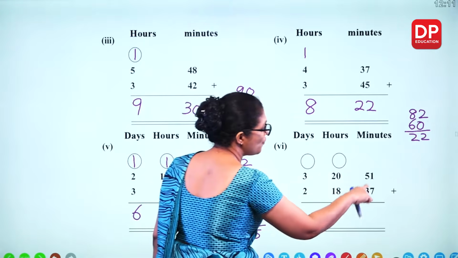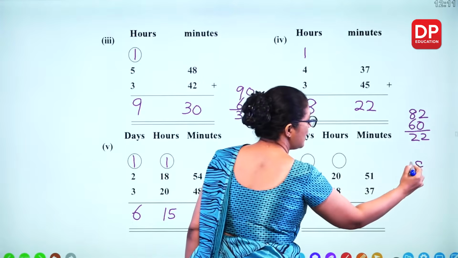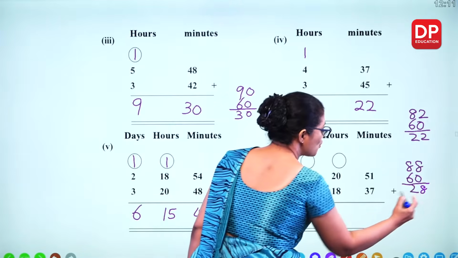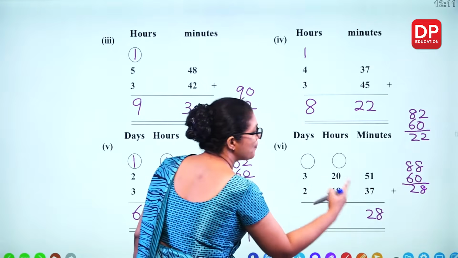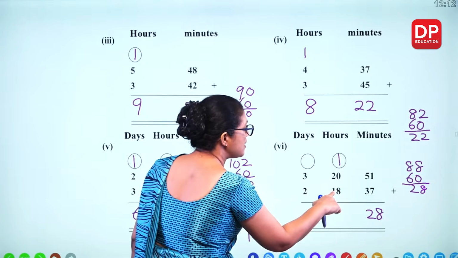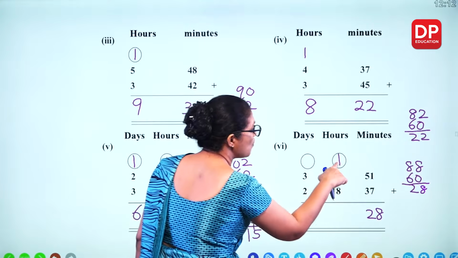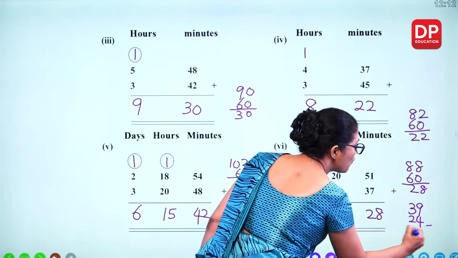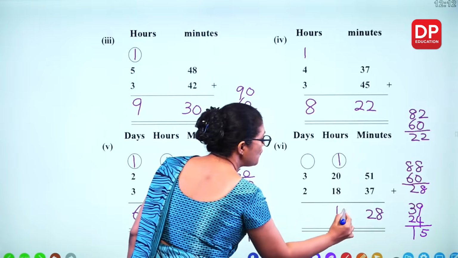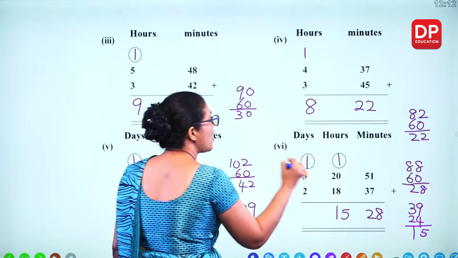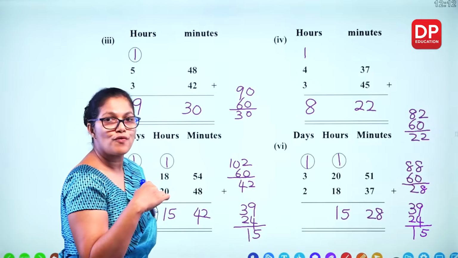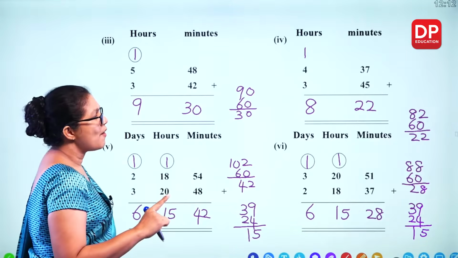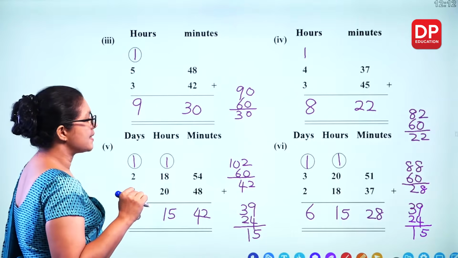This one, add these two first. You get 8 and 8. 88 you can't. You have to subtract 60 from that. So 28. So you are writing 28 there. So you are taking 1 there. 20 plus 18, 38 and 1, 39. That's more than 24. Subtract 24, you get 15. So 15 hours. You are taking 1 day to this side. 3 plus 2, 5. 5 plus 1, 6. 6 days, 15 hours and 28 minutes.